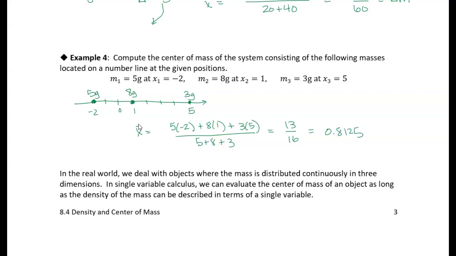But in the real world, we aren't dealing with point masses. In the real world, we have objects where the mass is distributed continuously in 3 dimensions. So in single variable calculus, we can evaluate the center of mass as long as the density of the mass can be described in terms of a single variable. And so that's what we're going to look at next. We're going to look at some examples where we have some sort of a 3-dimensional mass where the mass is distributed continuously.